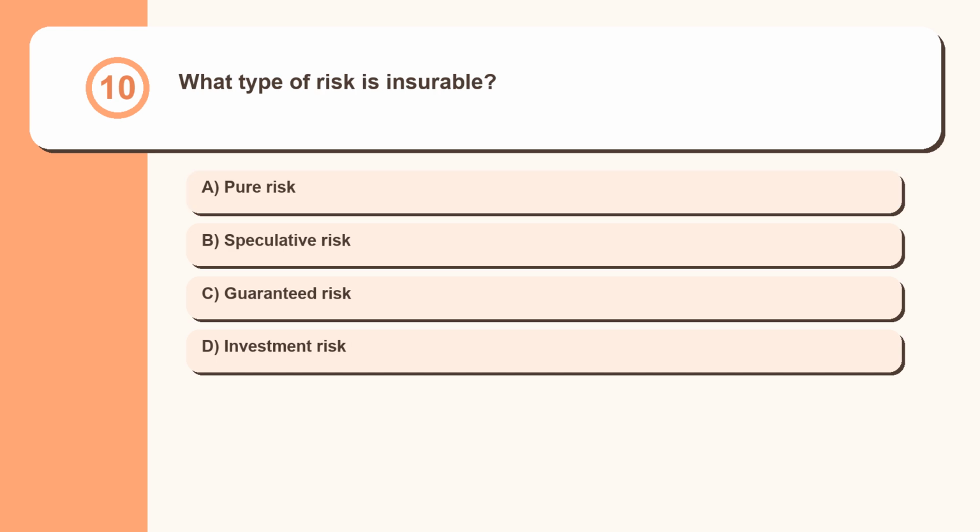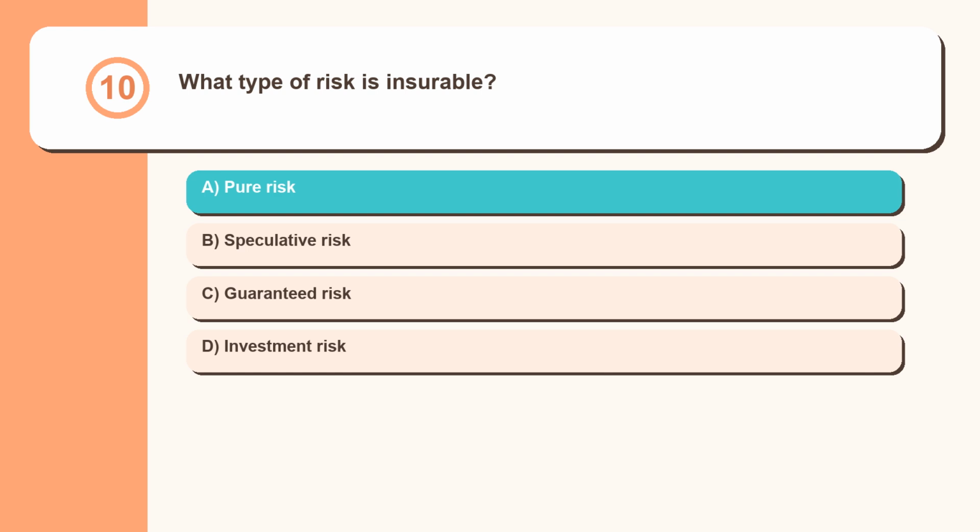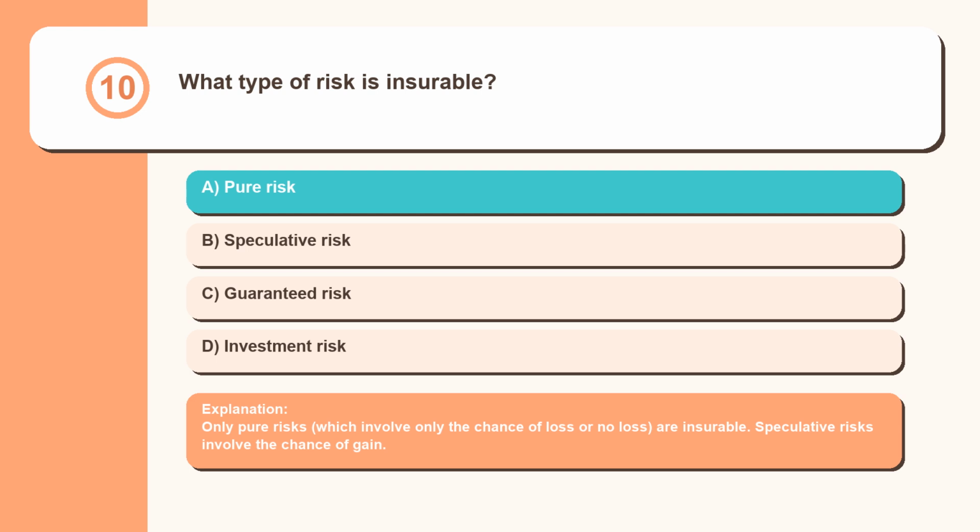Question 10. What type of risk is insurable? Pure risk, speculative risk, guaranteed risk, investment risk. Only pure risks, which involve only the chance of loss or no loss, are insurable. Speculative risks involve the chance of gain.